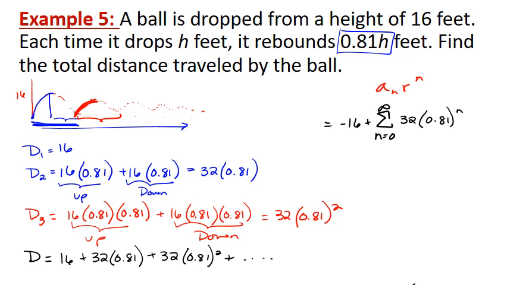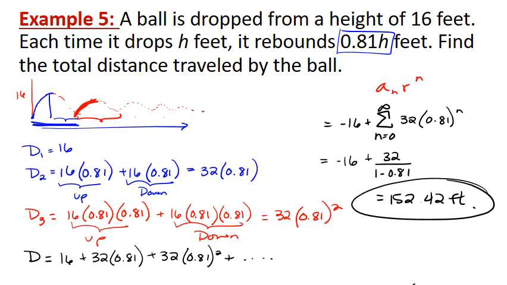So in order to find the total distance traveled, I just need to evaluate this. I need to find this sum. So negative 16 plus our first term then will be 32 divided by 1 minus 0.81. Find this sum and you should end up getting 152.42 feet. And that wraps this up.